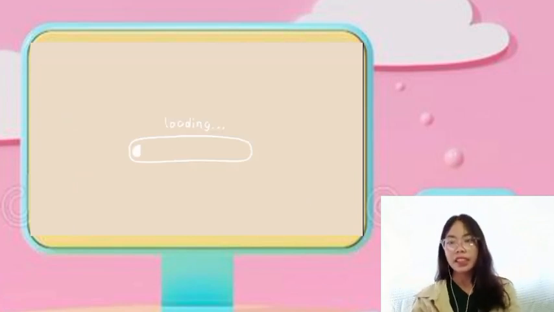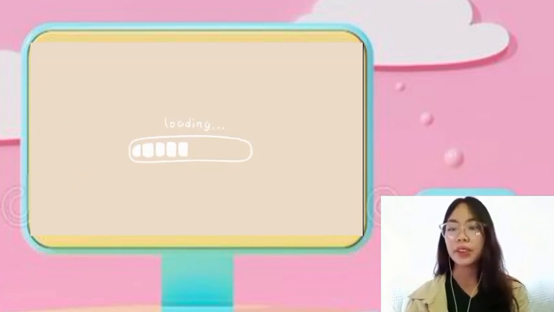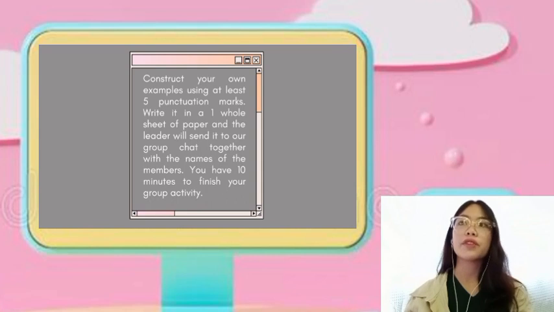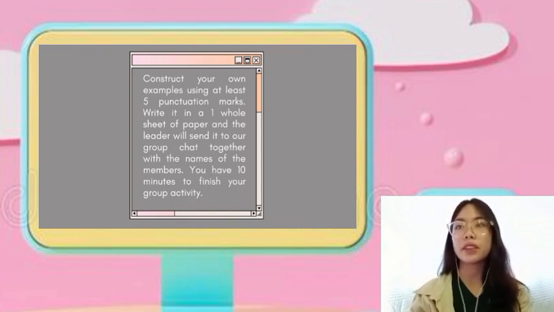Okay. If that's the case, I want you to group yourselves into 5 and choose your leader. Construct your own examples using at least 5 punctuation marks. Write it on one whole sheet of paper, and the leader will send it to our group chat together with the names of the members. You have 10 minutes to finish your group activity. You may start now.